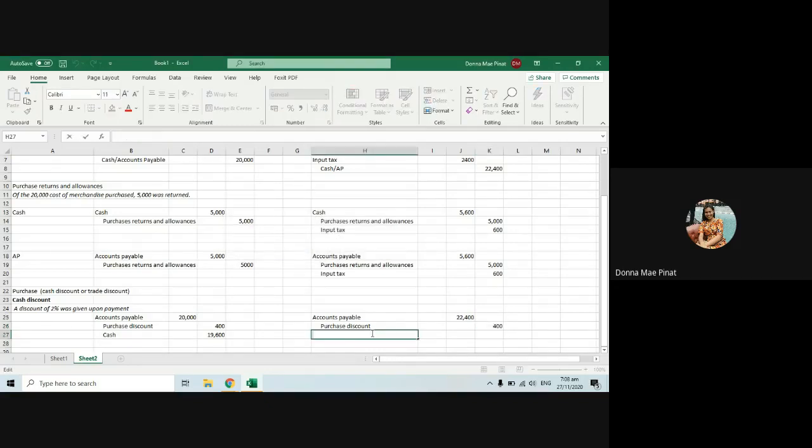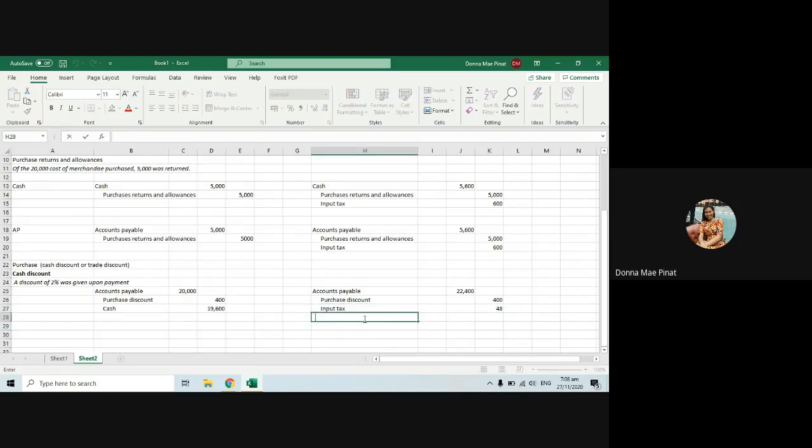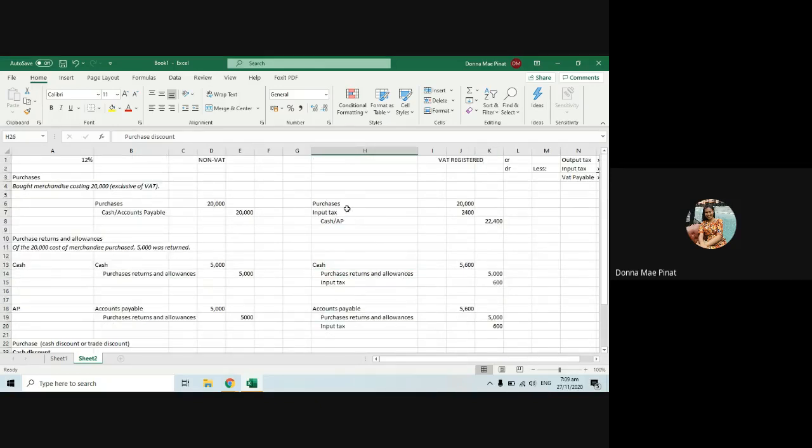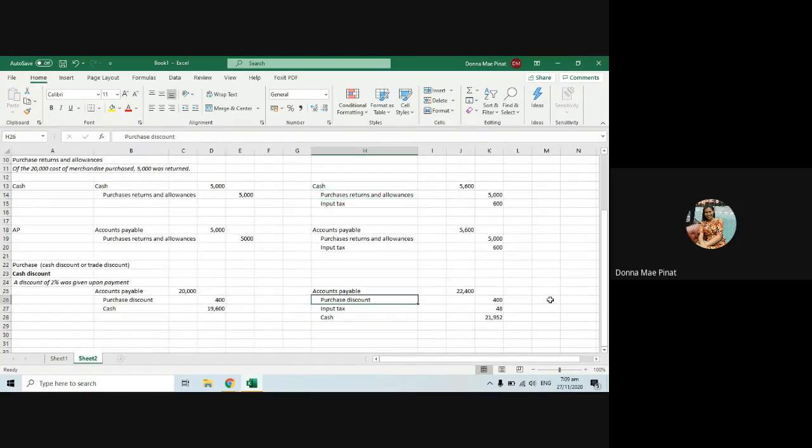Okay, 400. But you also take out its input tax. So what happens is 400 multiplied by 0.12, you will get 48. So, the cash you will pay in the end is less, so 21,952. Okay, so take note, guys, whenever it's VAT registered, input tax follows in every purchase, purchase return and allowance, or purchase discount. It becomes input tax, so you no longer base it on your input tax.